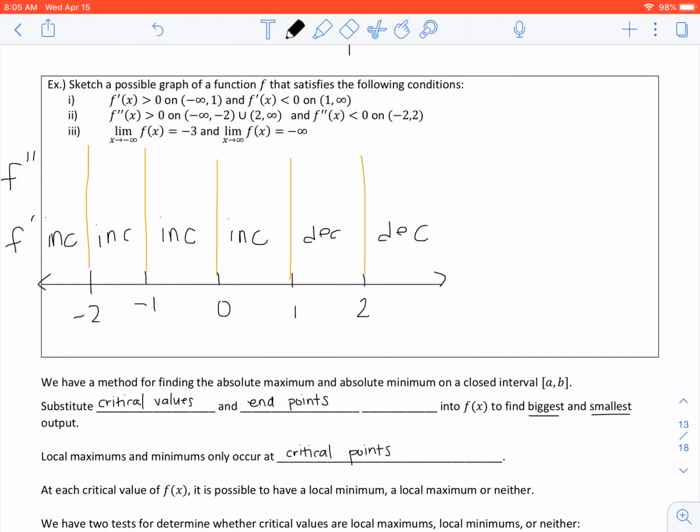Okay, so likewise, the second derivative is greater than 0, which means we have a concave up function from negative infinity to negative 2. So this would be concave up. And from 2 to infinity, so concave up also over here. And then we have the second derivative is less than 0 from negative 2 to positive 2. So that means that's going to be concave down.